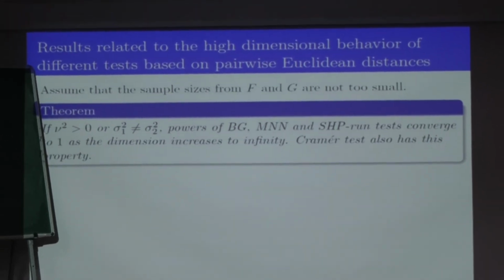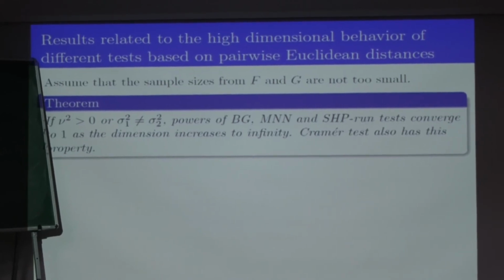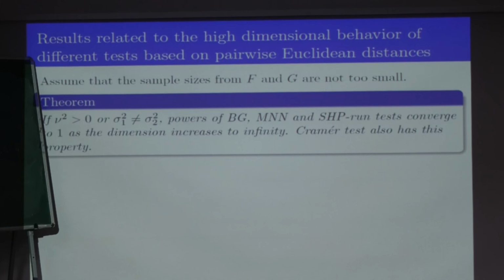We do have some theoretical results. The first theorem states that if mu square is bigger than 0 or sigma 1 square is not equal to sigma 2 square, that means if there is a difference in the location or in the scale, then the power of this modified test, BG meaning the modified version of the Cramer test, MN meaning the modified nearest neighbor, and SHP based on the shortest Hamiltonian path, converges to 1 as the dimension increases, under appropriate assumptions. The Cramer test also has this property, so it has high dimensional consistency, but as I have mentioned, in the case of the scale problem, because of the cancellation of positive and negative terms, it often has low power, especially when the sample size is small.